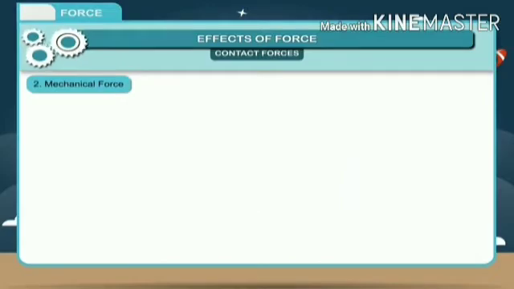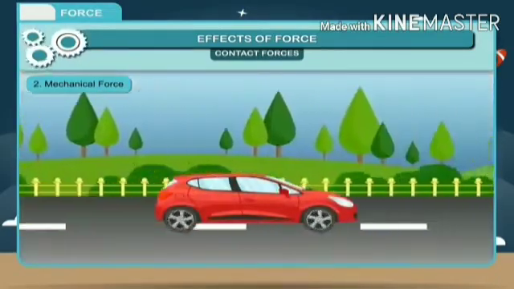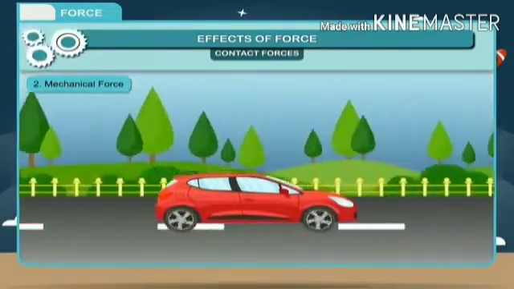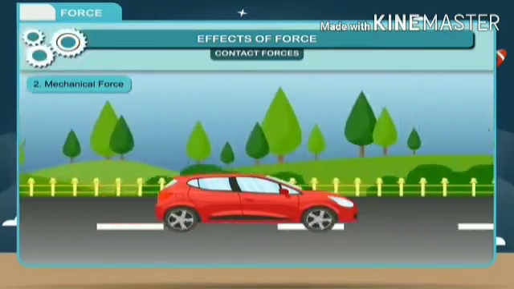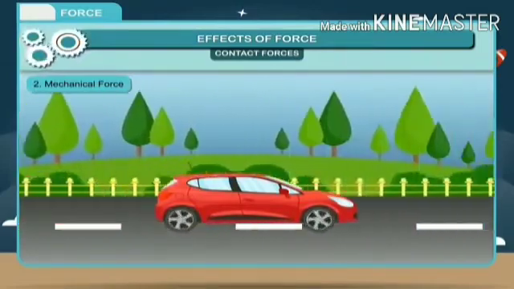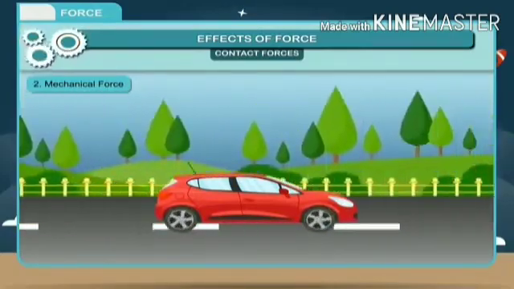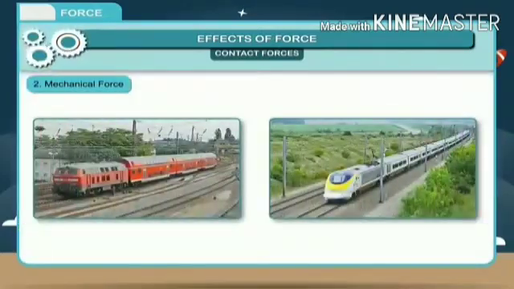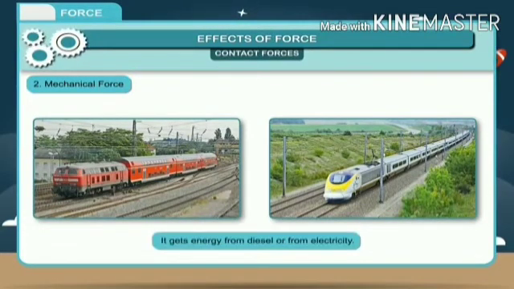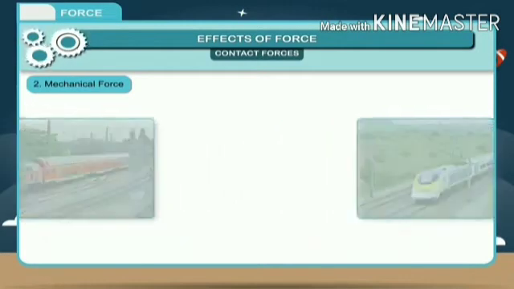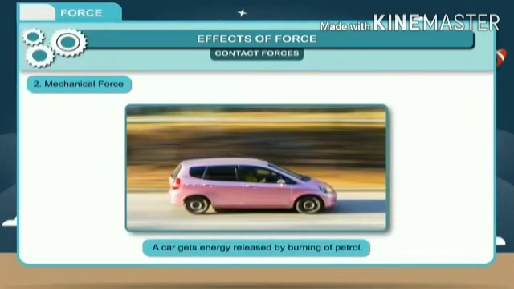2. Mechanical force. The force exerted in moving a body with the help of a machine is called mechanical force. A machine needs energy from other sources to exert force on an object. A railway engine pulls a train by exerting mechanical force. It gets energy from diesel or from electricity. Similarly, a car gets energy released by burning of petrol.